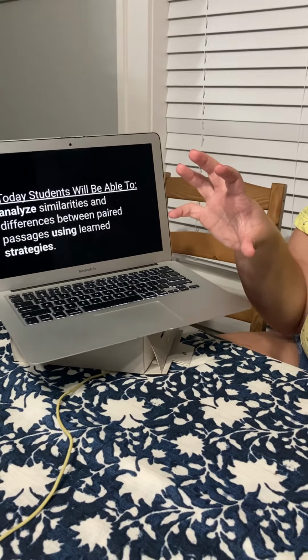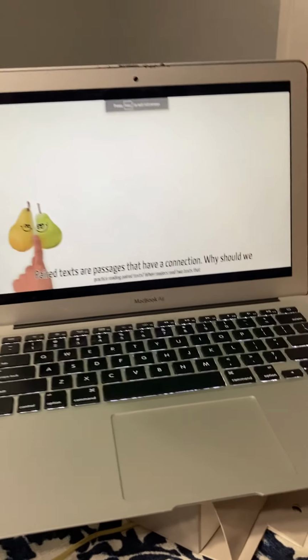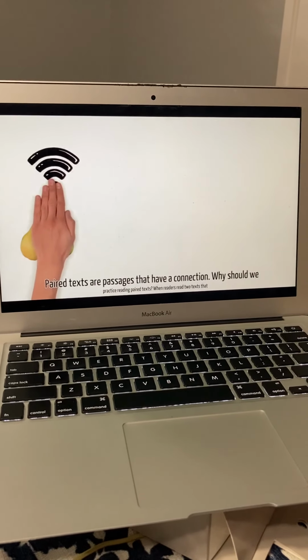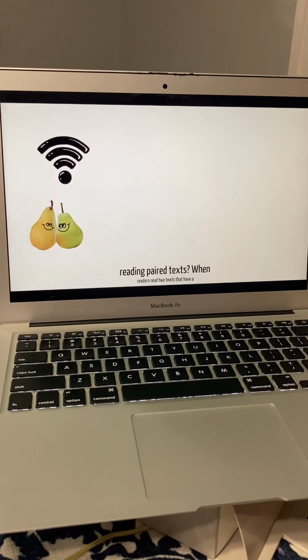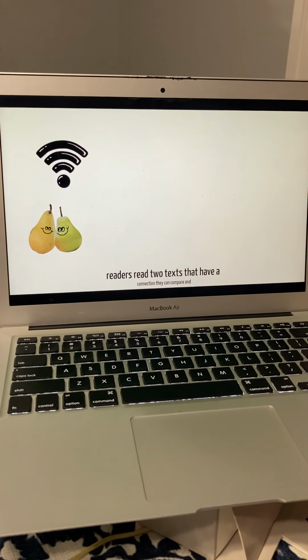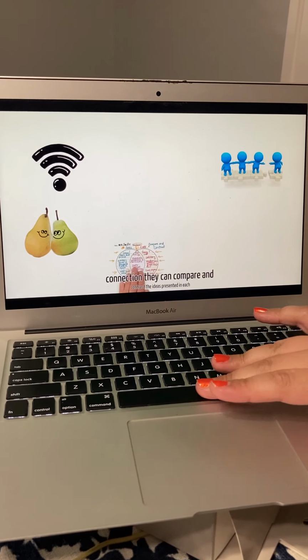Today, I am going to teach you how to read paired text. Paired texts are passages that have a connection. Why should we practice reading these? When readers read two texts that have a connection, they can compare and contrast ideas.